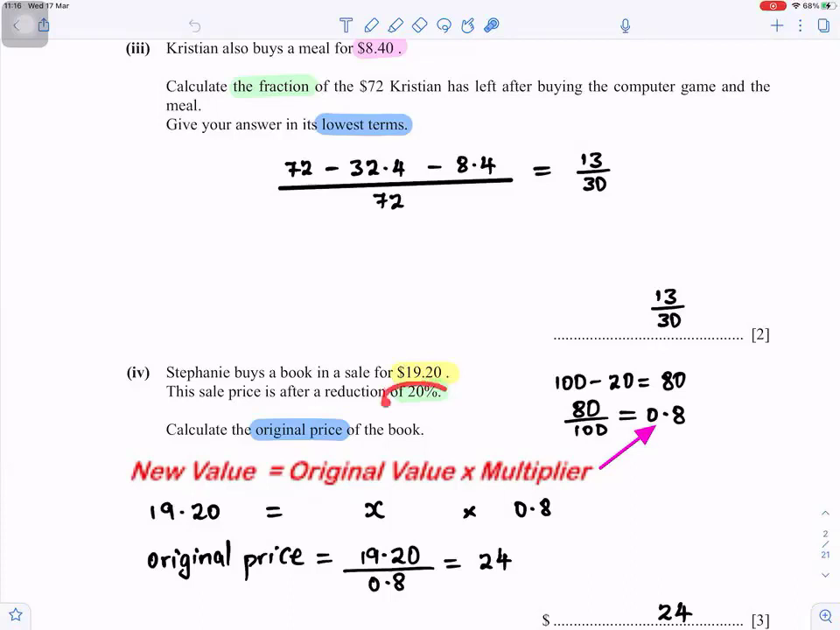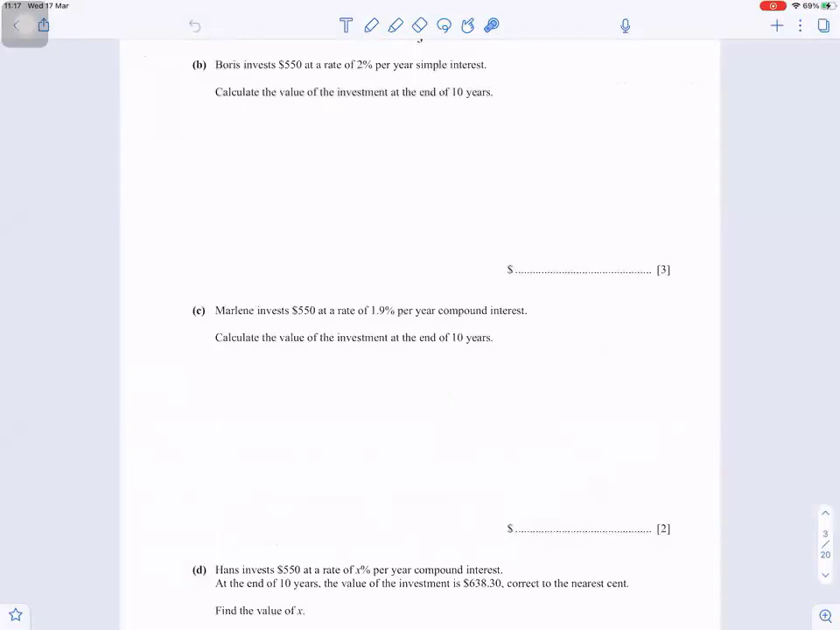It's a reduction of 20%. You remove 20% from 100. Everything starts at 100%. So you remove 20 from 100, you get 80%. So what they're saying to you is that 80% is $19.20. That means you've reduced by 20%. Now we change that 80%. What is the multiplier? To get the multiplier, you divide by 100, it gives you 0.8. So your new value is $19.20. Your original value, that's what you want to find. Your multiplier is 0.8. Now it's times 0.8. If you take it to the left side, it becomes divide by 0.8. So $19.20 divided by 0.8 will give you $24. So $24 was the price for the book. And if you reduce it by 20%, you will get $19.20. That's what it means. So this is question 1B.